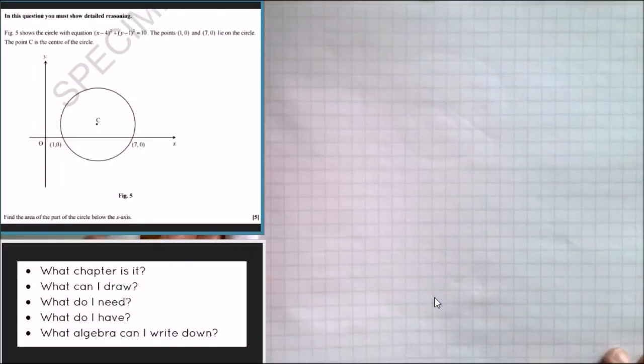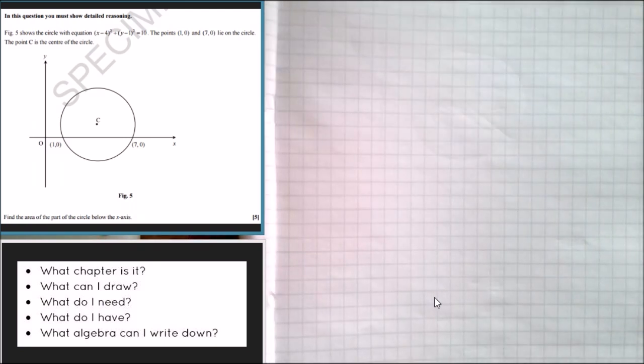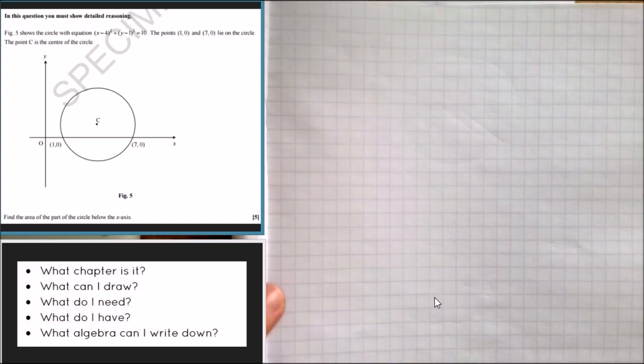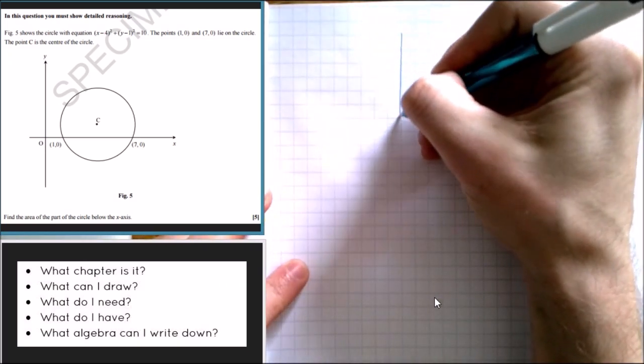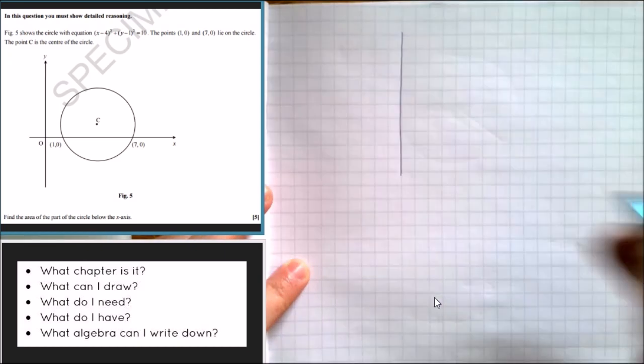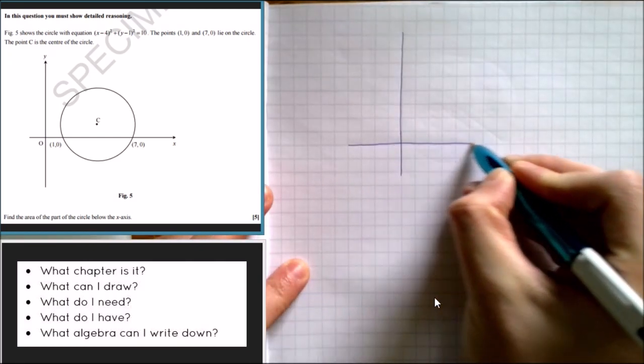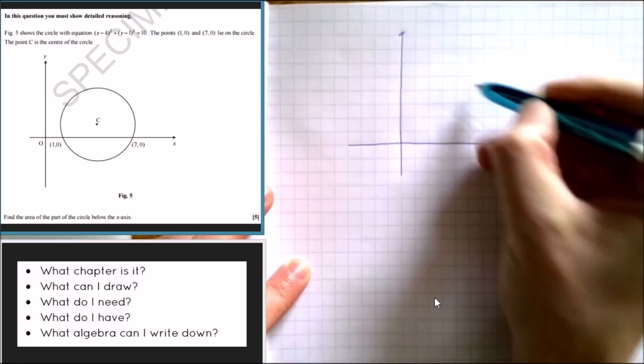Here we go. All right, what chapter is it? Asking yourself this will help you to figure out what bits of your own understanding we might need to put into play here. This question is obviously a coordinate geometry, equations of circles question, and some things might be coming to mind with that to do with equations of circles already. What can I draw? Kindly, this exam question has already given us a sketch of the setup. So I'm just going to sketch that out quickly.